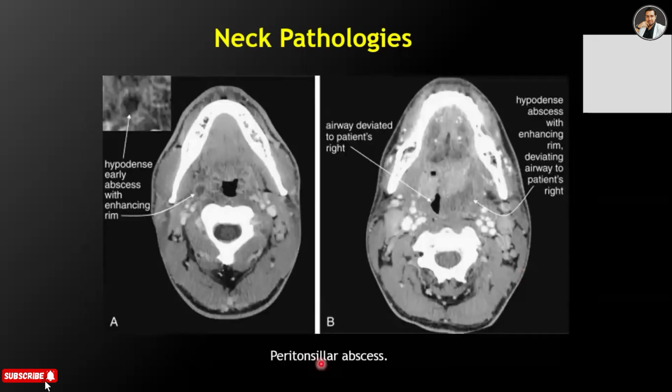Another pathology is the peritonsillar abscess. We know that in our neck there are tonsils or glands. And there can be abscesses within the tonsil or beside the tonsil. So this one is an example of a peritonsillar abscess. And there is a big tonsil here. Because of this tonsil, the jugular vein has shifted. But here the pharynx level has shifted.